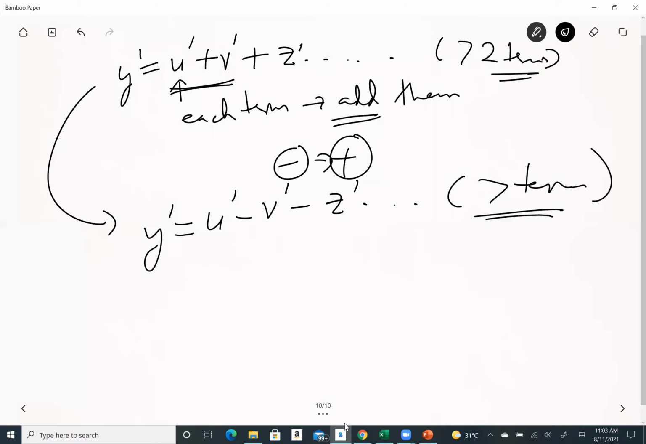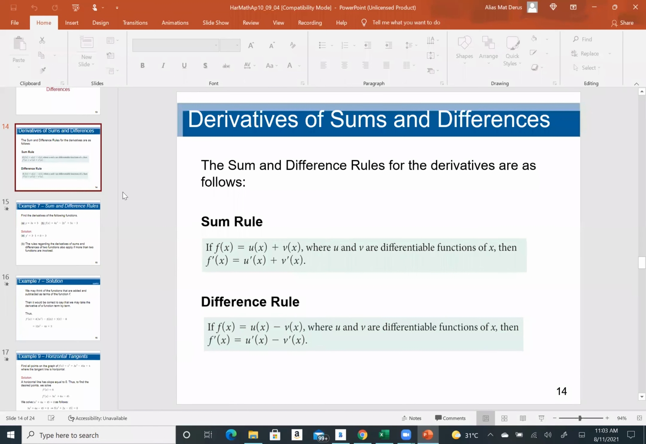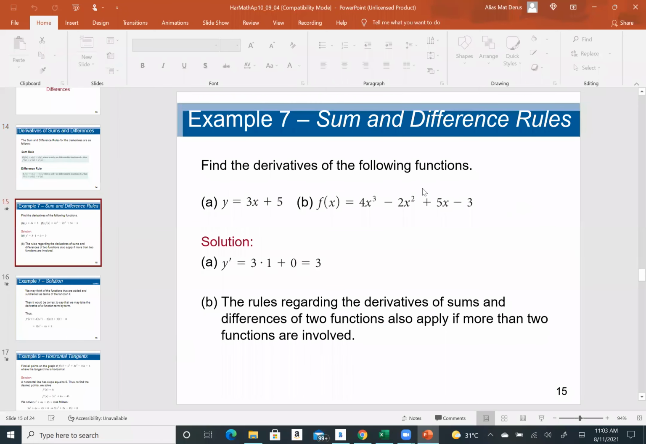Okay, so everything will be the same. The rules are the same. The only difference will be what? Will be the sign. So for example, let's follow this example again. We just use this example. So instead of having positive here, you put negative. So negative. I have 4x cubed minus, nicely all minus. So everything is the same. What you have will be just the minus sign. Okay. All right.